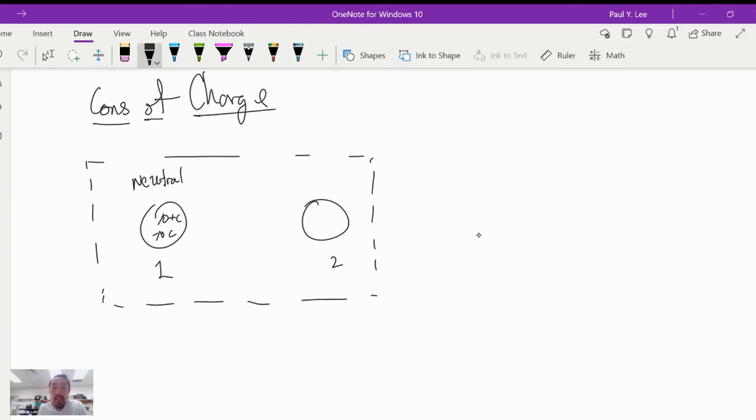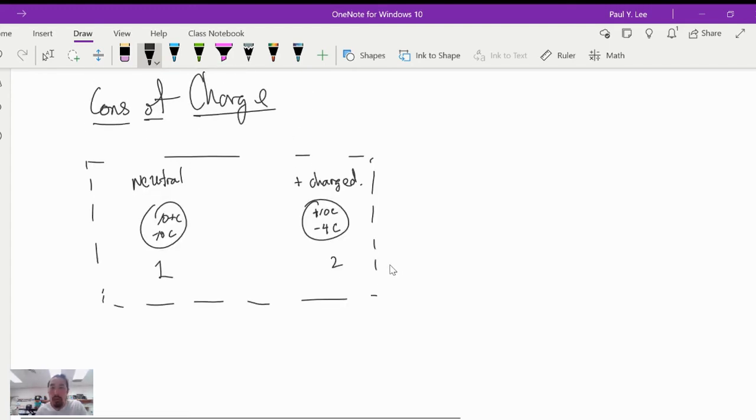Object 2, let's say there's an imbalance of charge. Let's say object 2 has positive 10 coulombs, and we'll say object 1 has negative 4 coulombs. Because the object has more positive charges, we call this a positively charged object. That makes sense, right? So in this scenario, the two objects would be interacting with each other.